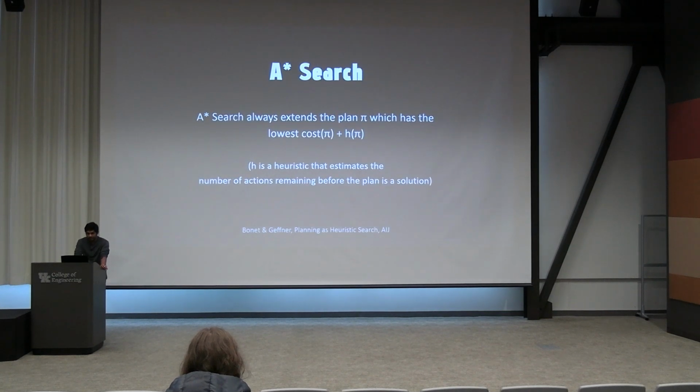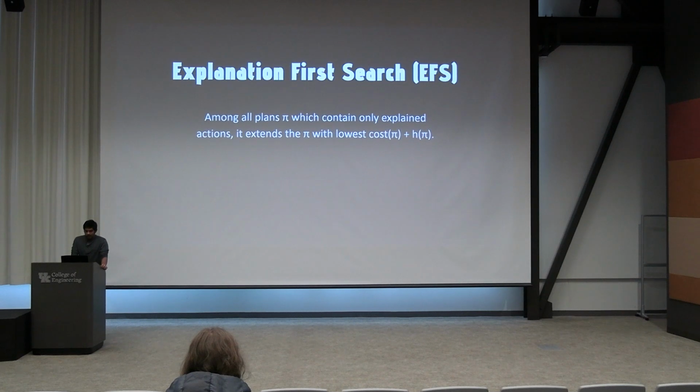And we used a modified A star search as well. Here, A star always extends the plan which has the lowest cost plus the heuristic, and the heuristic estimates the number of actions remaining before the plan is a solution. And explanation first search: among all the plans pi which contain only explained actions, it extends the plan with lowest cost plus heuristic.